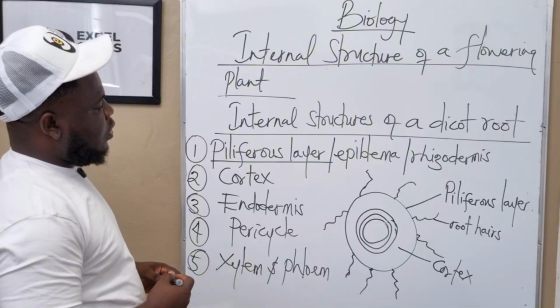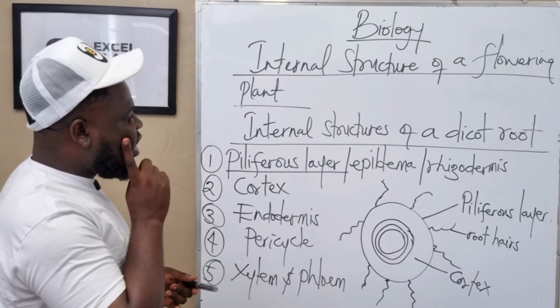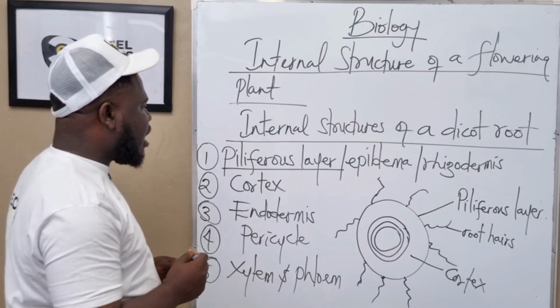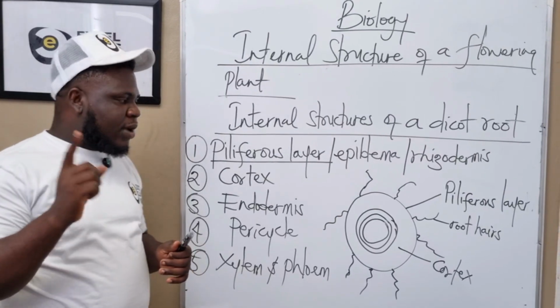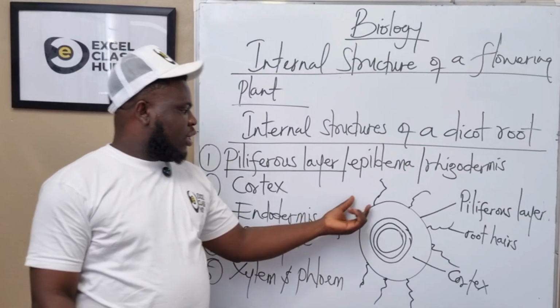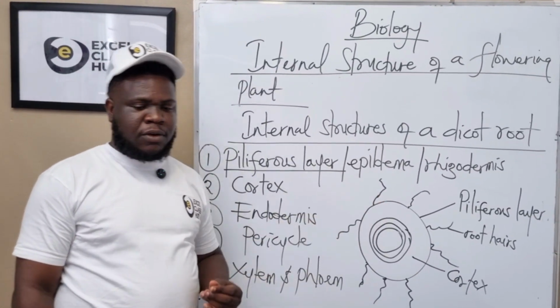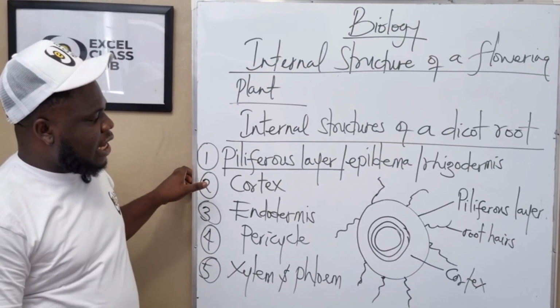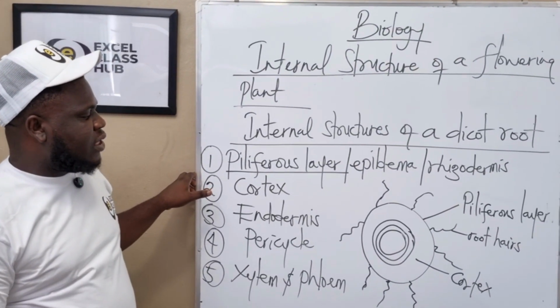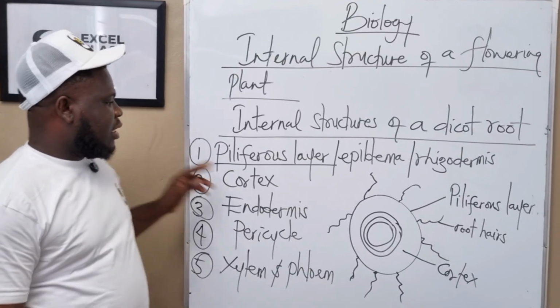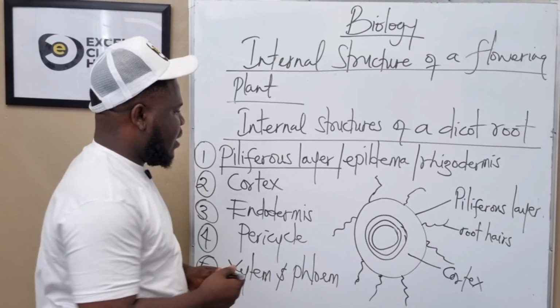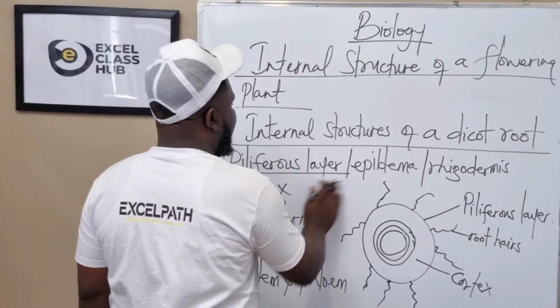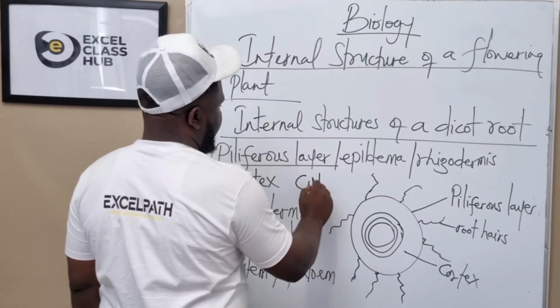So now, like I said, the piliferous layer is a single layer of rectangular cells from which the root hairs arise. And again, it is also pertinent to understand that the piliferous layer lacks what we call cortical.